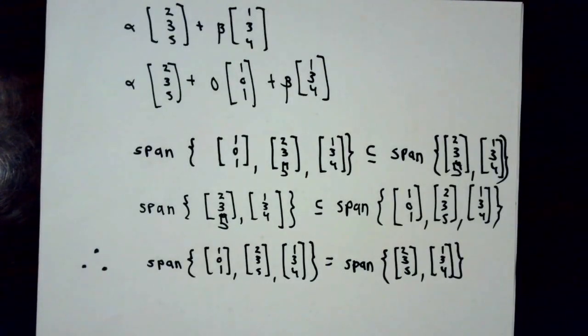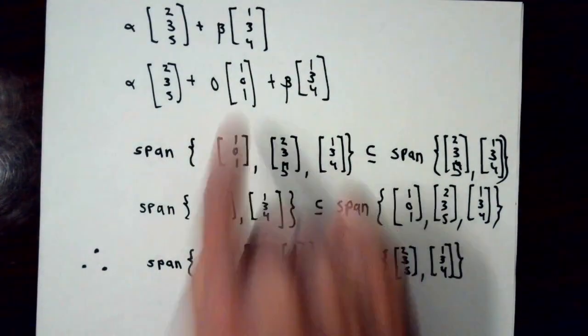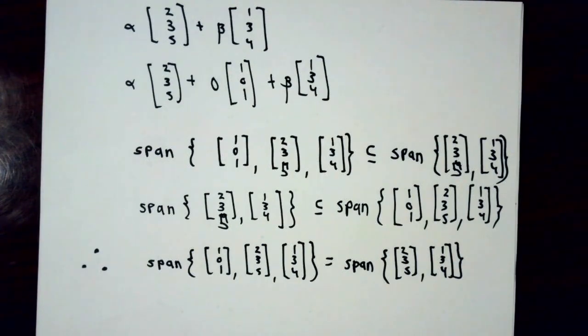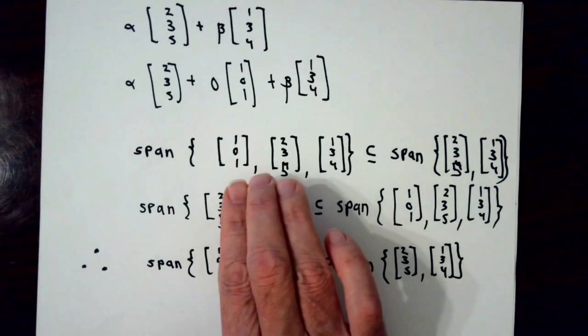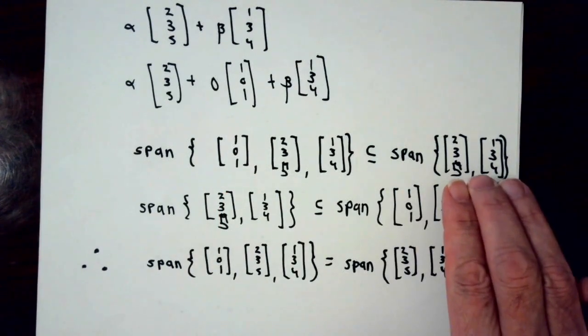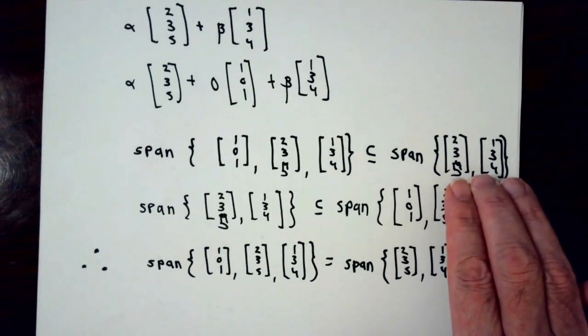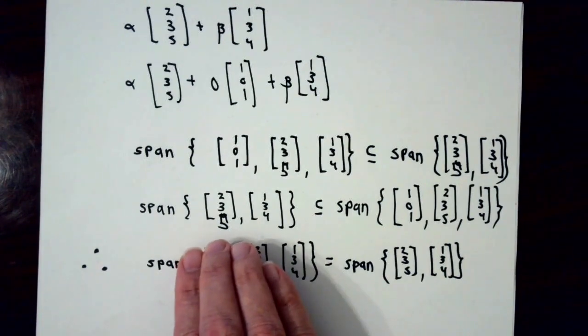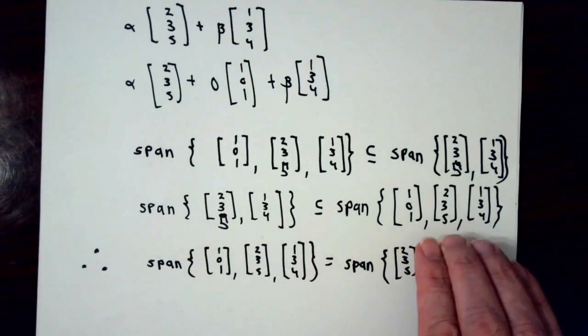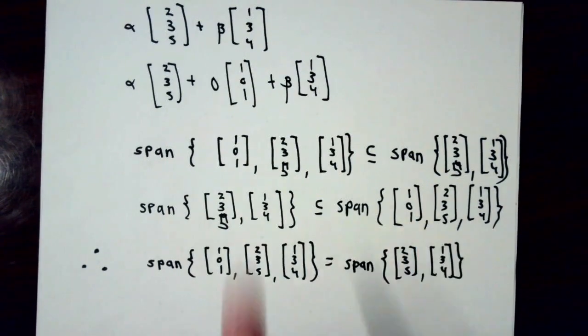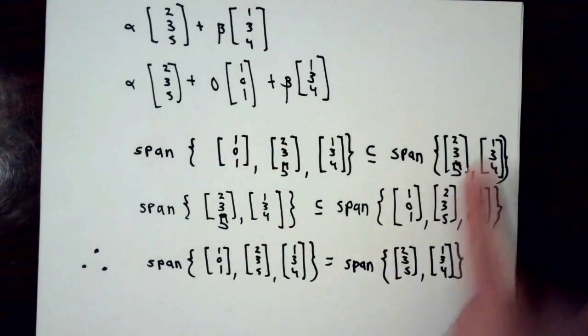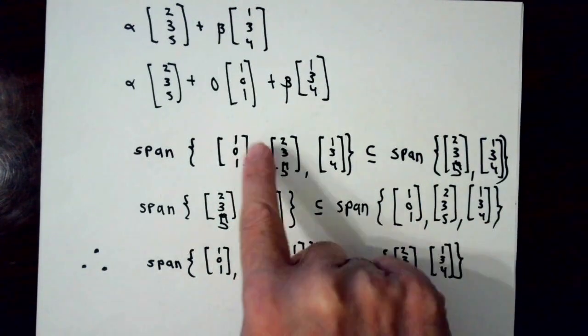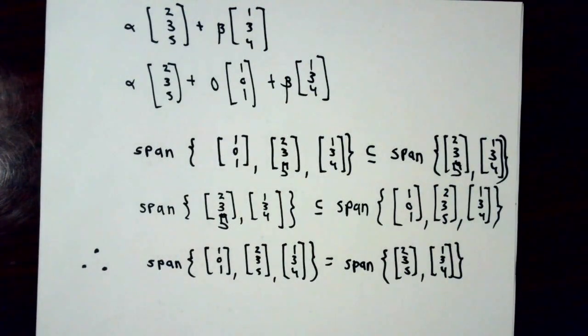But on the other hand, think of making a linear combination of just (2, 3, 5) and (1, 3, 4). I can trivially write that as a linear combination of all three of my original vectors by saying the coefficient of the (1, 0, 1) is 0. The first thing that we showed was that the span of these three vectors is contained within, is a subset of, the span of these two vectors alone. But now we see that the span of these two vectors alone is a subset of the span of all three vectors. This set is a subset of that one, and that one is a subset of that one. This means that the two sets are equal to each other.